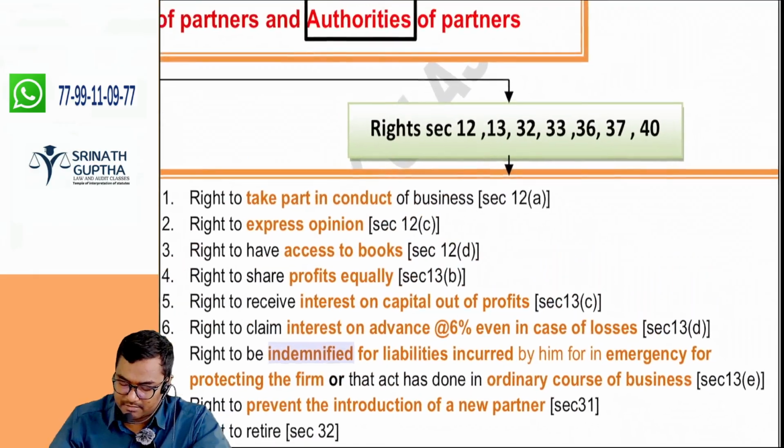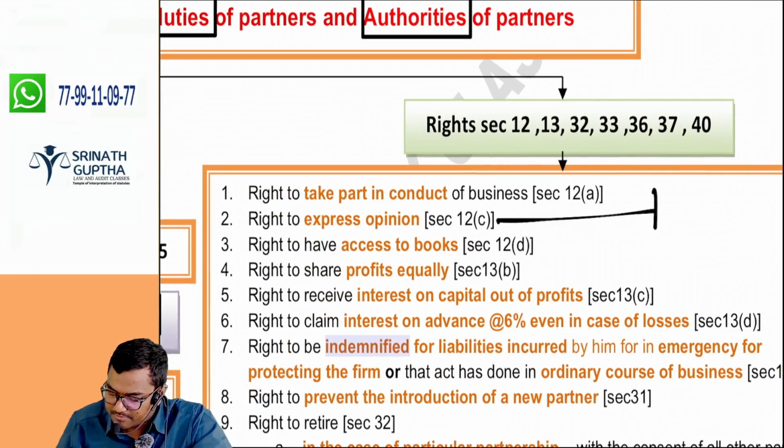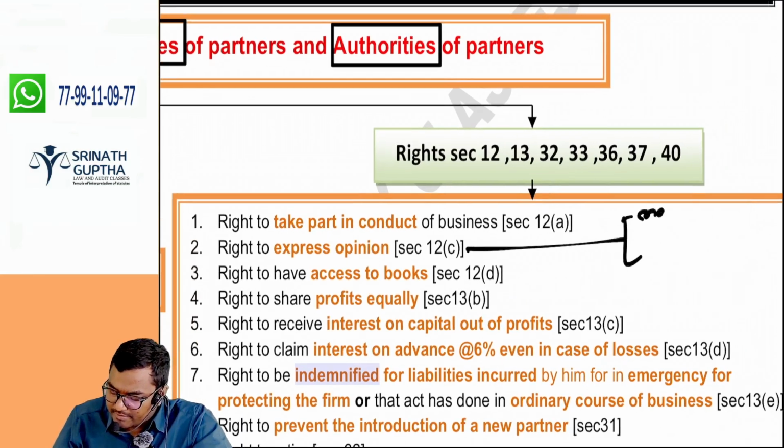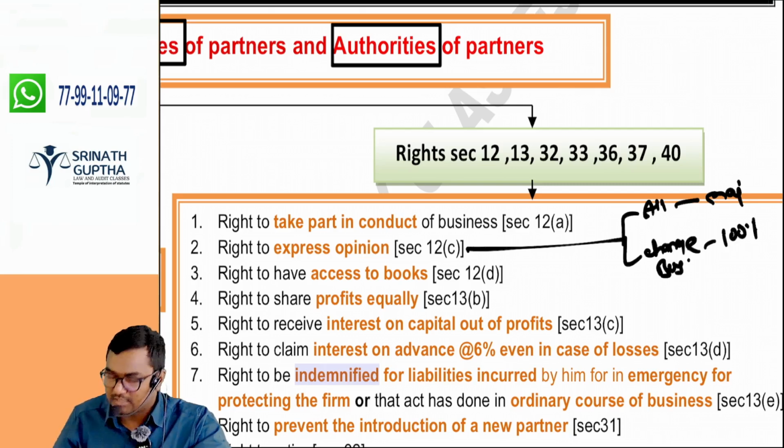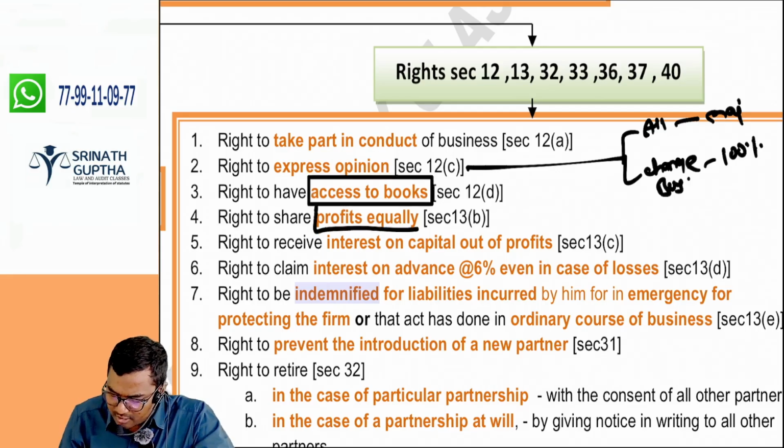Next, rights of the partner. First one, right to take part in the business. Every partner has a right to conduct the business. Second one, right to express the opinion. It is of two types. All the proposals will be decided by majority consent. And to change the business of the firm, we require the unanimous consent of all the partners. Yes or no, sir? Then every partner has the right of access to the books of accounts. Every partner has the right to share the profits equally.